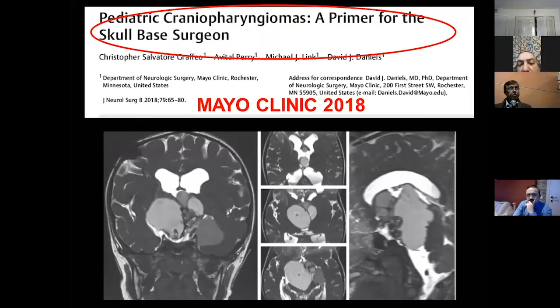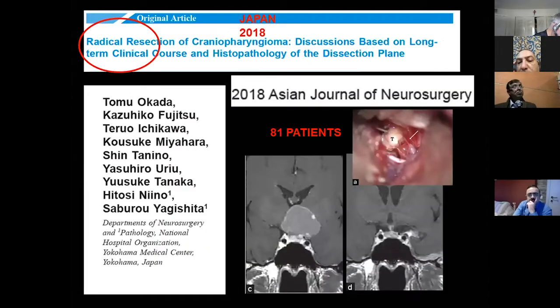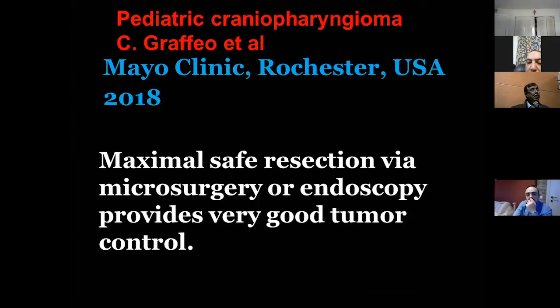Mayo Clinic, 2018. Craniopharyngiomas as a primer for the skull-base surgeon. It is in the domain of a good neurosurgeon to do radical excision. Asian Journal of Neurosurgery 2018, radical resection. So don't listen to those mediocre surgeons, those mediocre mentors, and those mediocre residents. Mayo Clinic: maximum safe resection by microscopy or endoscopy provides very good tumor control.